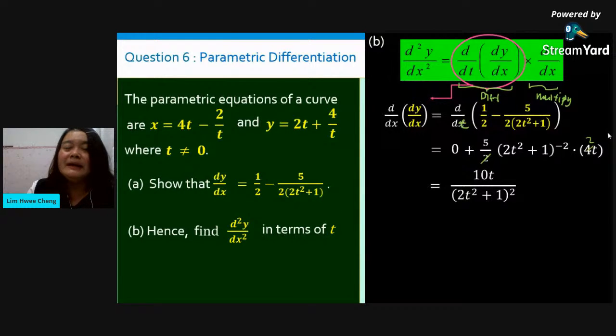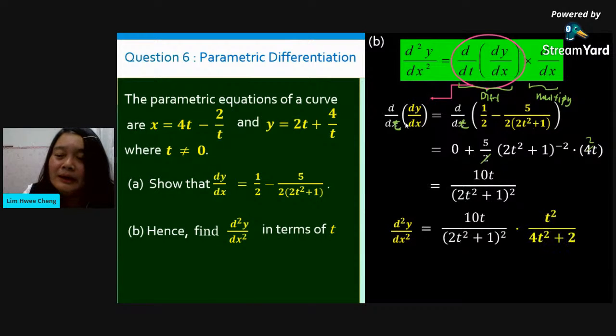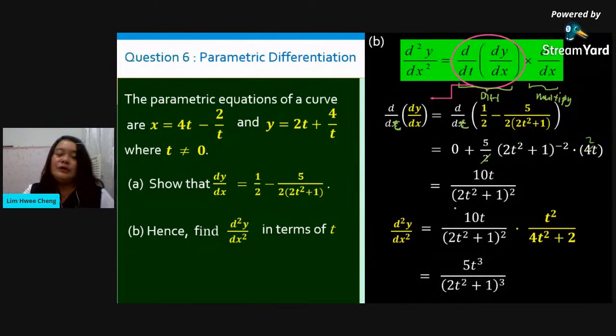You have found this, right? This is t. Okay, so differentiate this, so you multiply this with the dt/dx. Then you will get your 5t cubed over 2t squared plus 1 to the power of 3. Okay, so this is all about chapter 9.